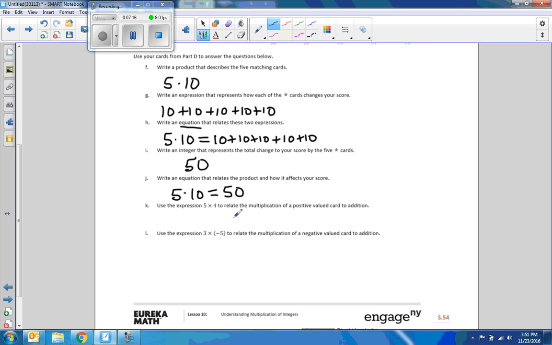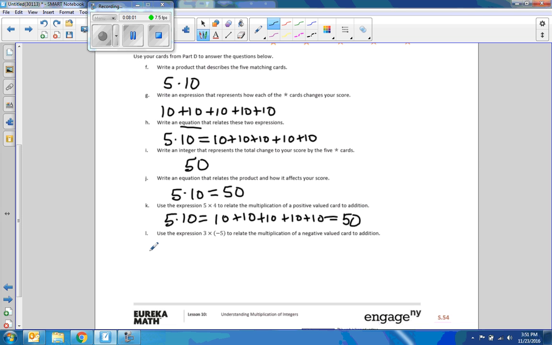It says use the expression 5 times 4 to relate the multiplication of a positive valued card to addition. So what that means is multiplying a positive integer card is repeated addition for the positive integer card, and it increases your score. So 5 times 10 equals 10 plus 10 plus 10 plus 10 plus 10, which is 50.